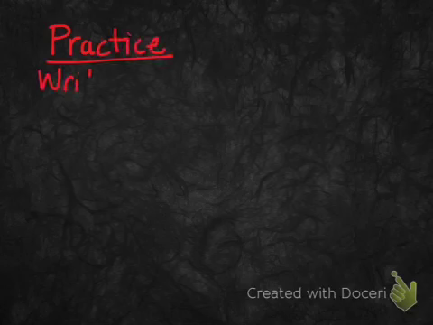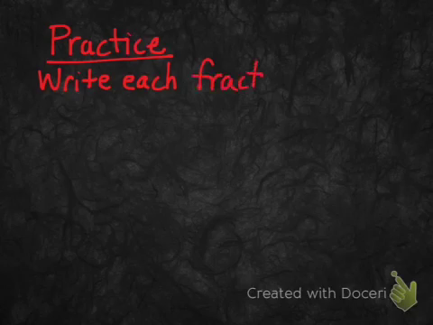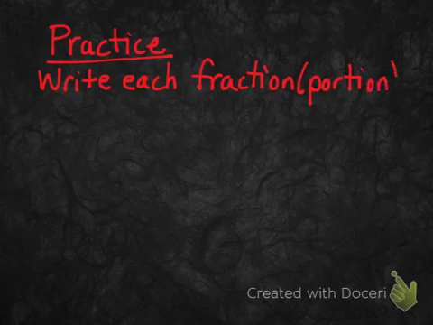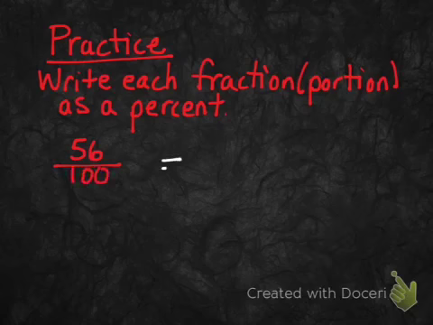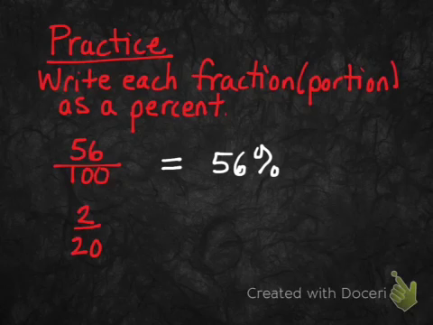Practice number 1. We want to write each fraction or each portion, like 56 out of 100, as a percent. So we want to write it as a percent. So when the denominator is 100, very easy. You already have your answer. 56 over 100, 56%.